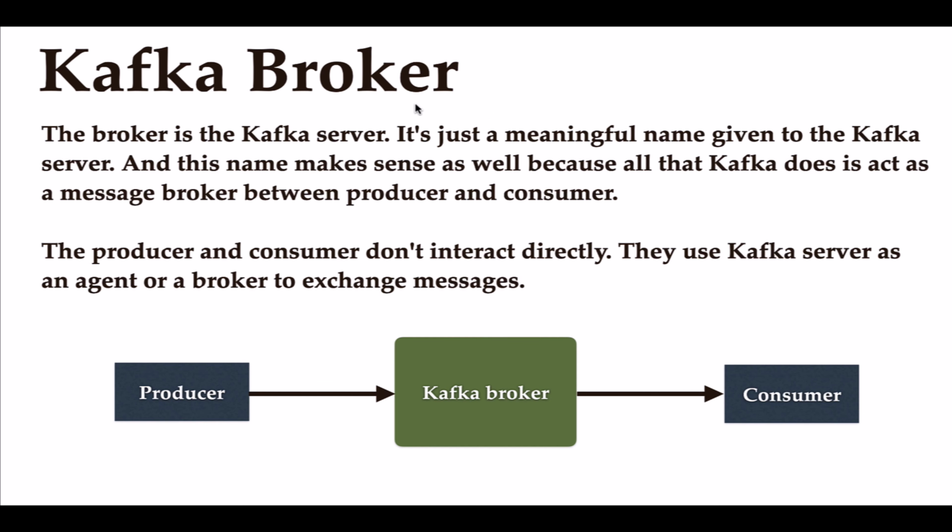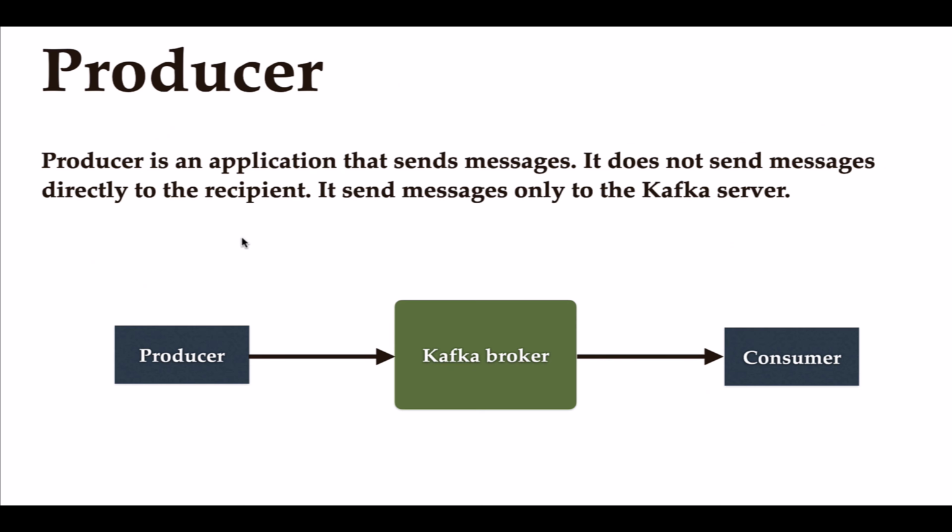All right, now the question is, what is a producer? Well, a producer is nothing but an application that produces messages and sends them to the Kafka broker. A producer does not send messages directly to the recipient. It sends a message only to the Kafka server. Just remember, a producer is an application that produces messages and sends them to the Kafka broker. Producers don't send messages directly to the consumers. They send messages only to the Kafka server.